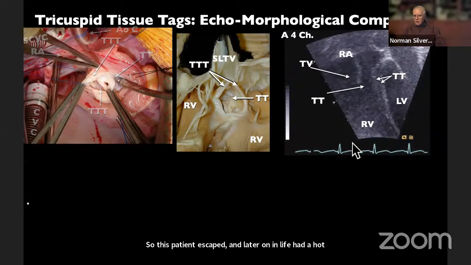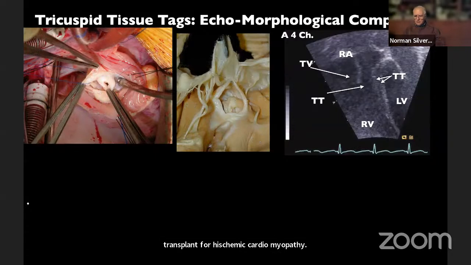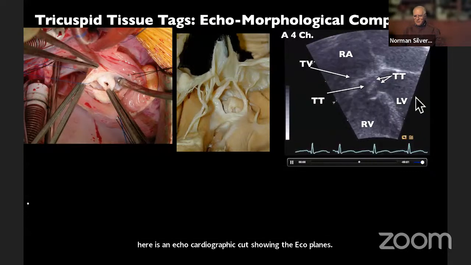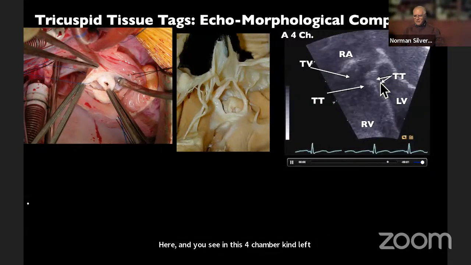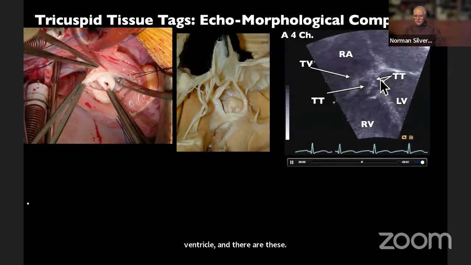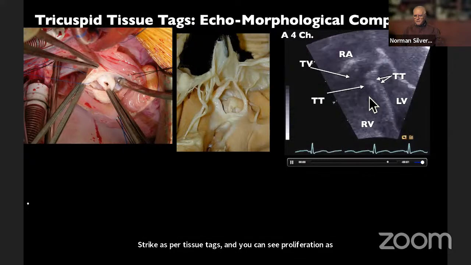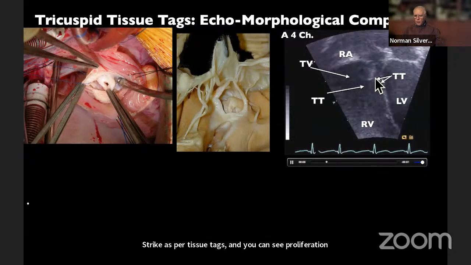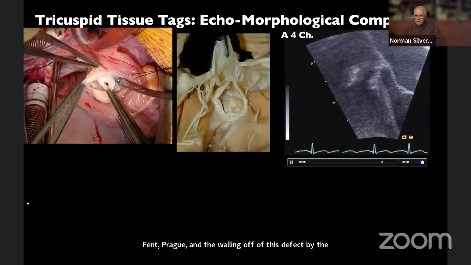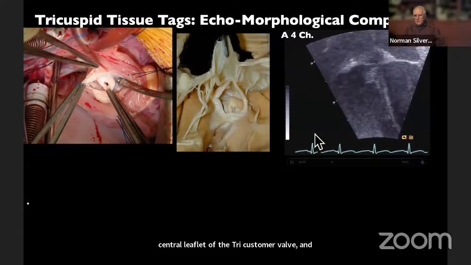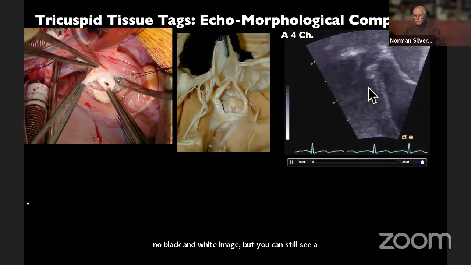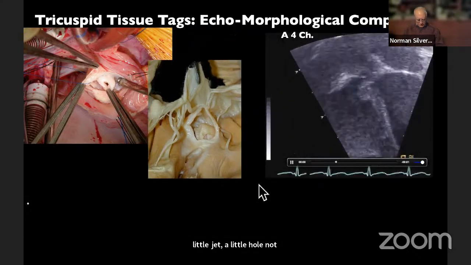And here is an echocardiographic cut showing the echo planes here. And you see in this 4-chamber cut, left and right atrium, left and right ventricle. And there are these tricuspid tissue tags. And you can see proliferation across this from the endocardium, as described by Dr. Van Praagh, and the walling off of this defect by the septal leaflet of the tricuspid valve. And there's no color image, but you can still see a little jet, a little hole, not a jet, coming out through this ventricular septal defect.